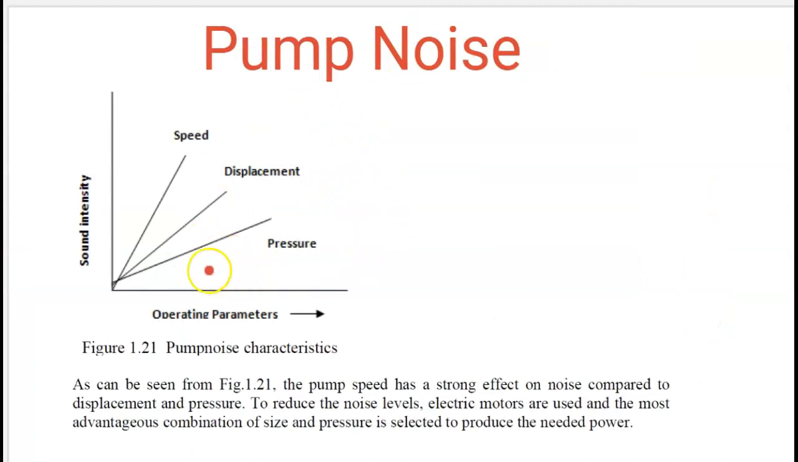Now, pump noise. If you have a look at this one, these are the pump noise characteristics. On the x-axis, there are different operating parameters such as pressure, displacement, and speed. And on the y-axis is the sound intensity. Now, you can see that as you increase the speed, the sound intensity increases, and it's quite a steep curve. As you increase the pressure, the sound intensity increases, but the curve is not as steep.